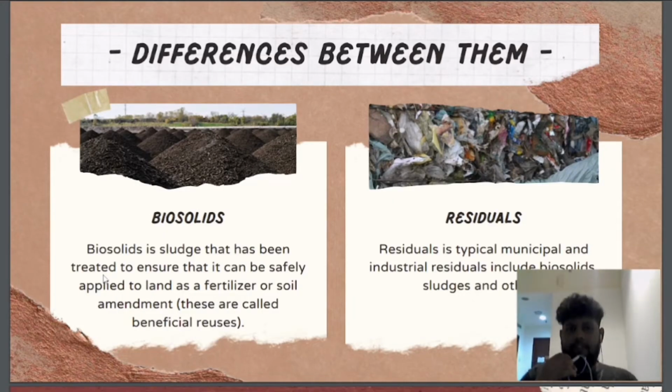So what is the difference between them? Biosolids are sludge that has been treated to ensure that it can be safely applied to land as a fertilizer or soil amendment, whereas residuals, typical municipal and industrial residuals, include biosolids, sludges and others. So biosolids are a part of residuals. Residuals contain all kinds of materials and also sediments in them.